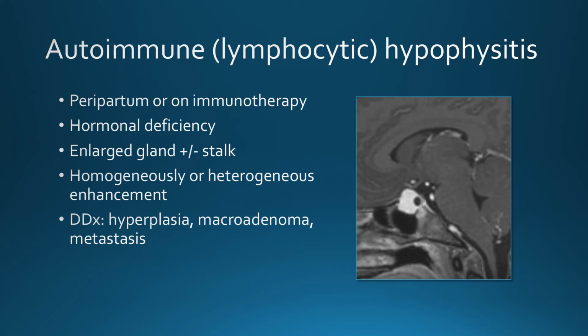So the two situations in which you typically see this are peripartum, which is probably most common, and secondly in patients who are on certain immunotherapies. They often present with hormonal deficiency, so the gland, although enlarged, tends to be functionally not working very well. It can involve the pituitary gland or the stalk or both. It can have either homogeneous or heterogeneous enhancement. And the differential here is pituitary hyperplasia, macroadenoma, or pituitary metastasis.